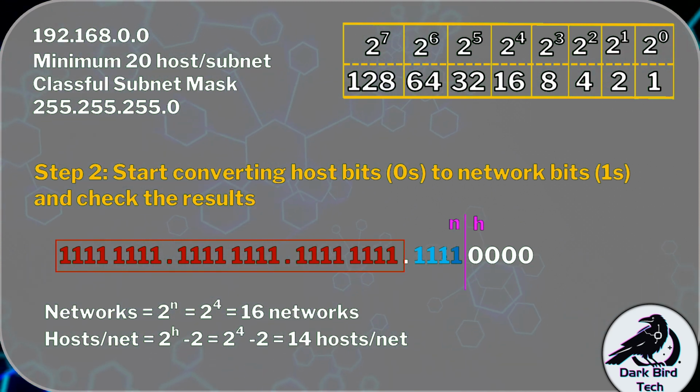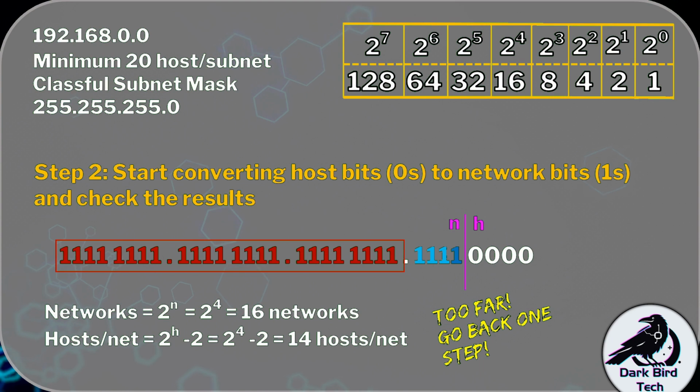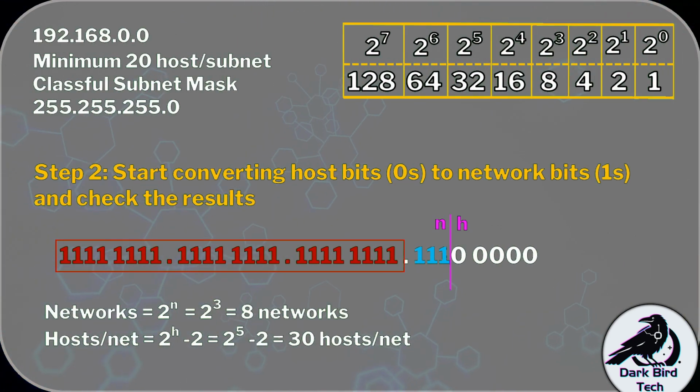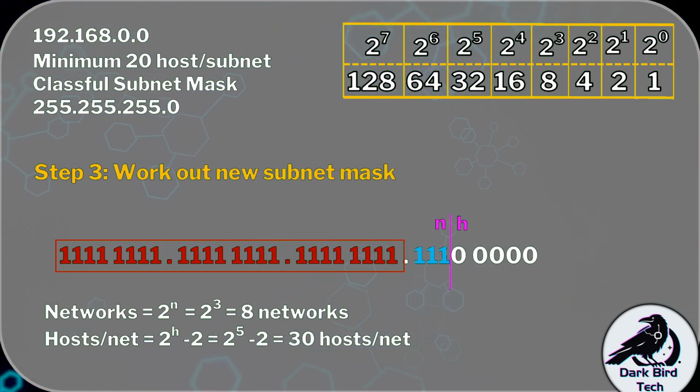That is 6 less hosts than we were aiming for. Remember, the target here was minimum of 20 hosts per subnet. We fell short of that, didn't we? So we've gone too far. All right, we go back a step. Simple. Now that we're back a step, let's carry on. Our next step will be to see what our new subnet mask looks like.